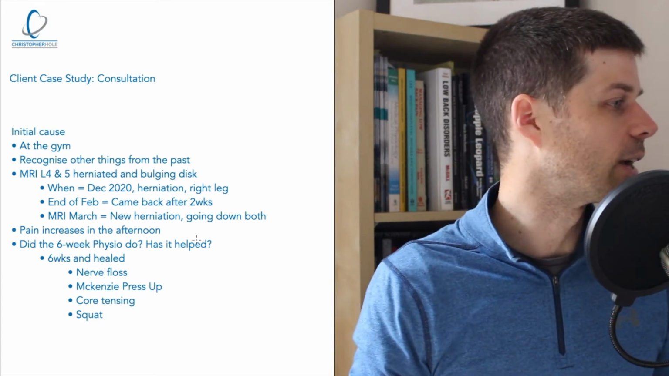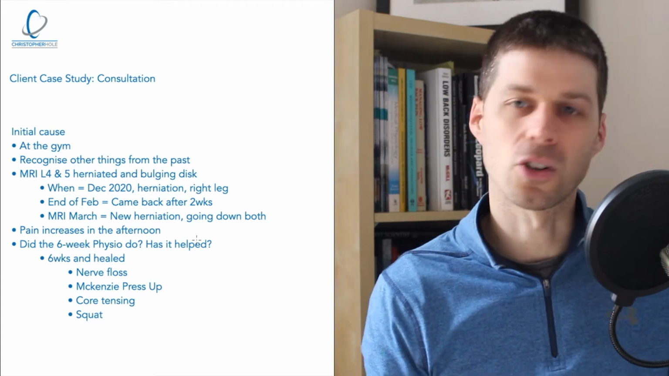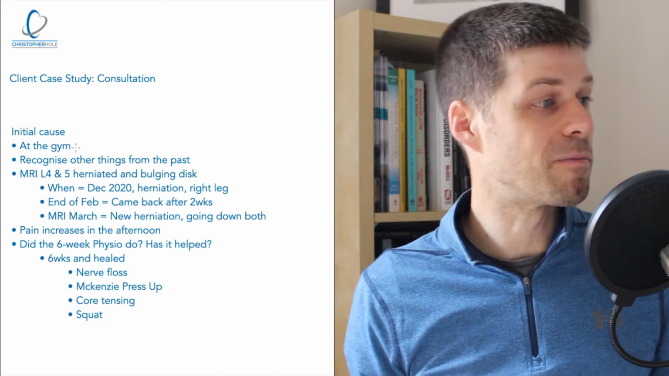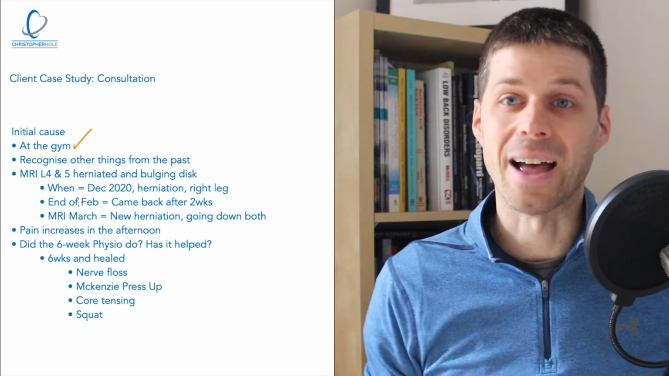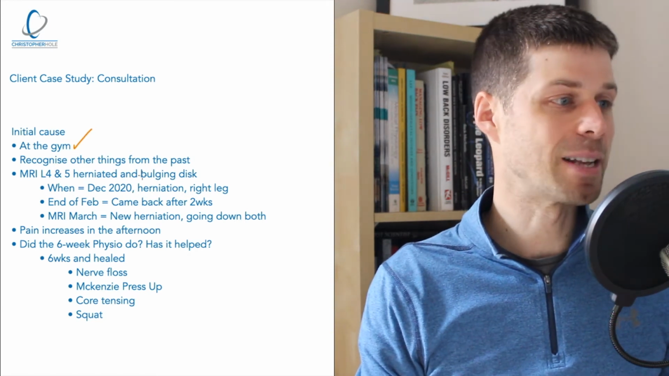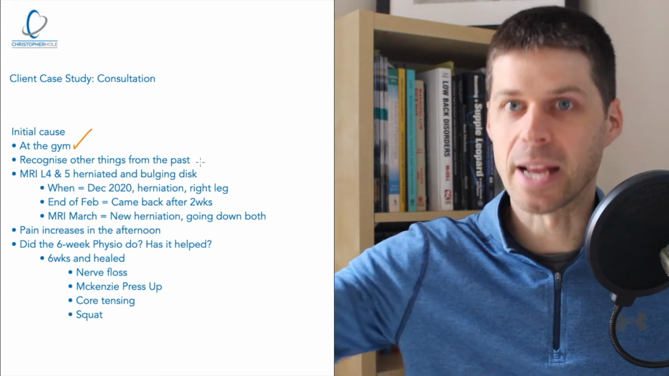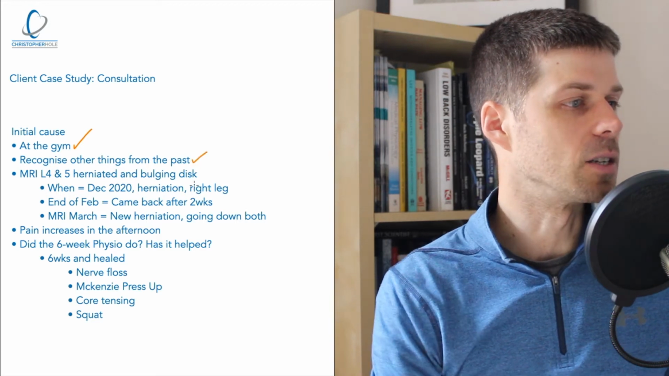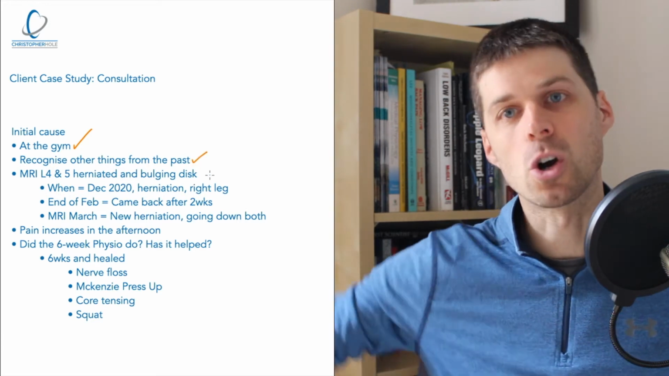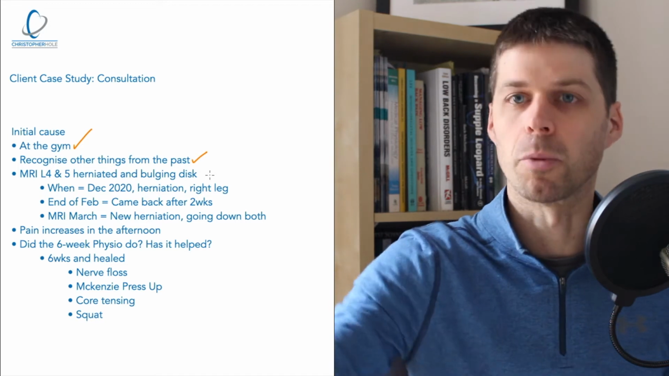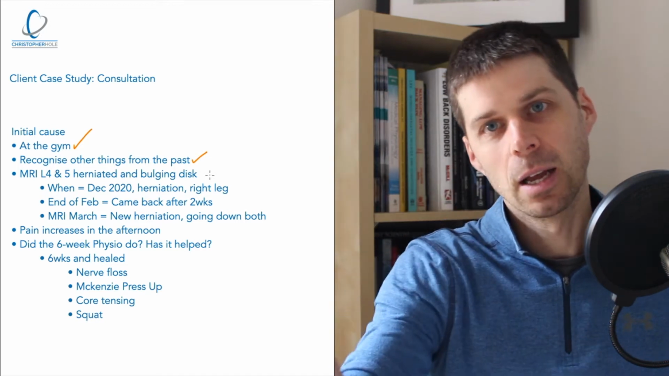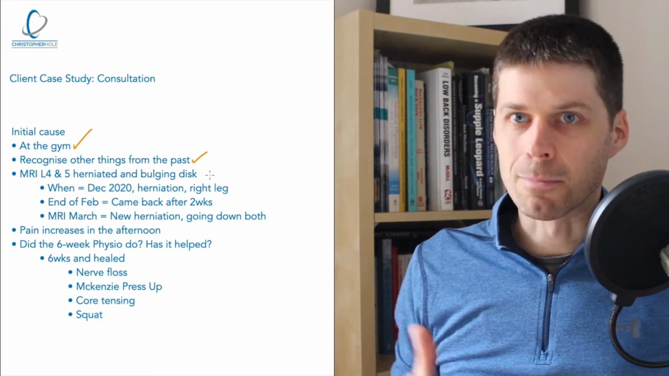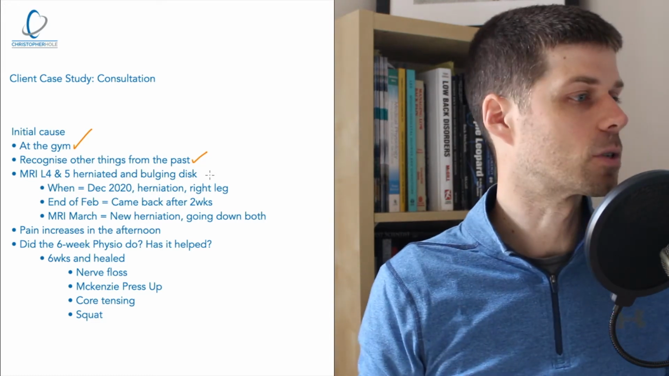There's more information I've got here on the screen, so I will just touch on some of that information as well. But as we've mentioned, the initial cause was at the gym. But as I mentioned, she started to recognise, after explaining about the disc herniations and bulges, things from the past that were contributing to it. So it's the straw that broke the camel's back. It leads up to a point, and then the back goes. Then just trying to get some sort of timeline about when all this was happening.